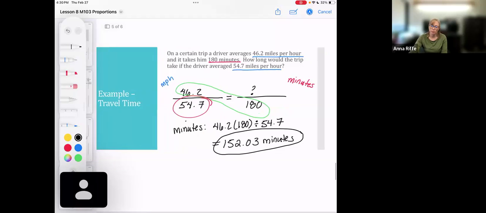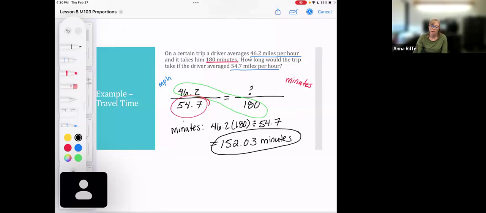Just looking at our setup here, we expected our time to decrease. So the speed went from 46.2 to the quantity that we're comparing of 54.7 miles per hour. So this is an inverse relation. We would expect the time to be less, which it is. It's fewer minutes than 180. So this probably makes sense. Questions on that?